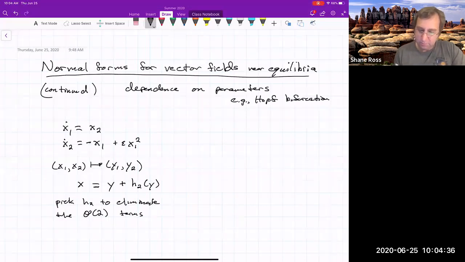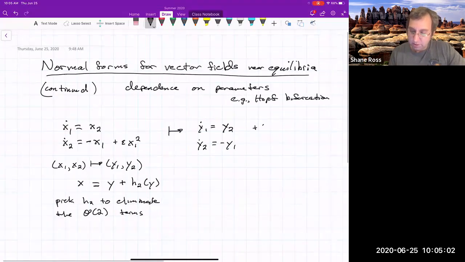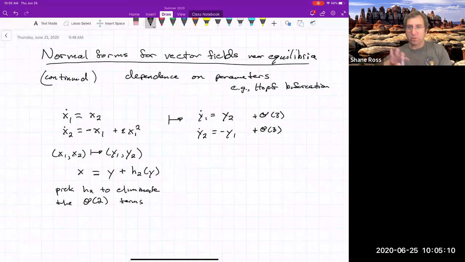And if we do that, then this goes to Y1 dot equals Y2. So we don't change the first order terms at all. The first order terms are already in Jordan canonical form. Y2 dot equals negative Y1. And we don't have any second order terms. I think what we will have, actually in both slots, is third order terms, but we've eliminated second order terms. So we've pushed things off into higher order terms.